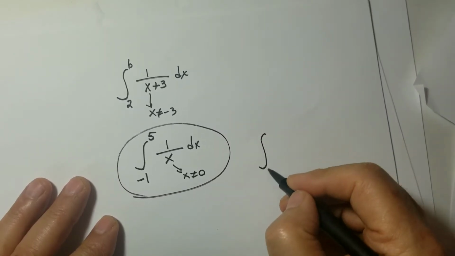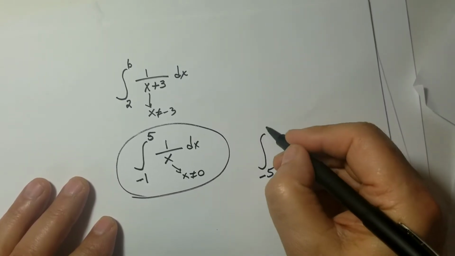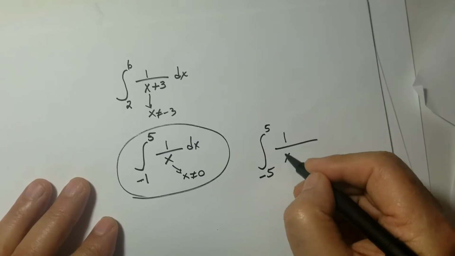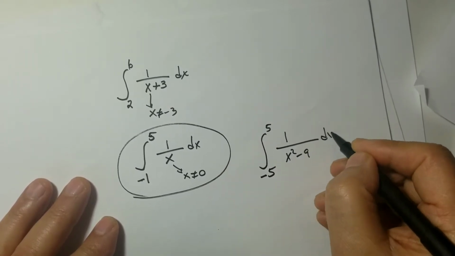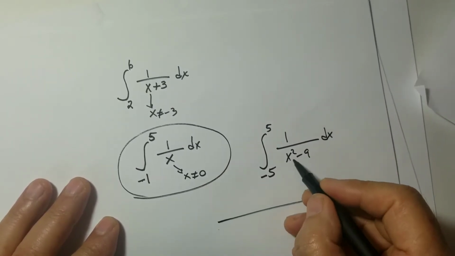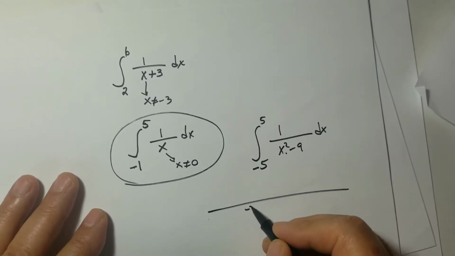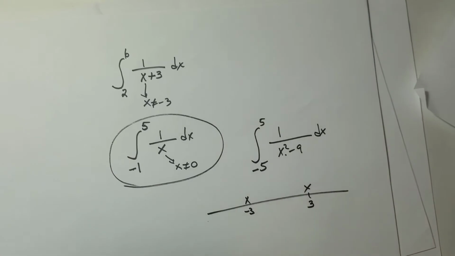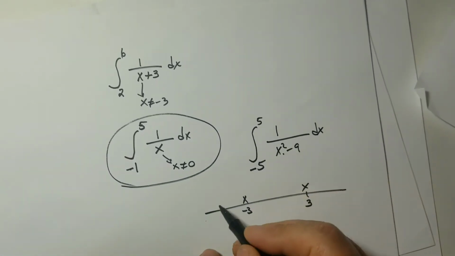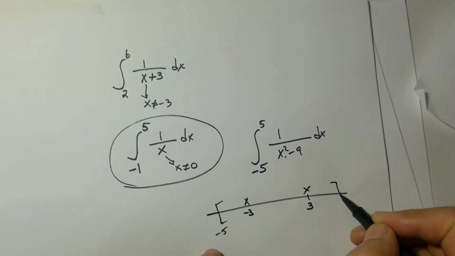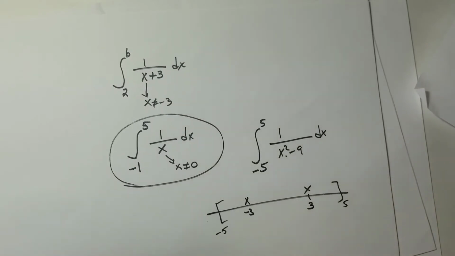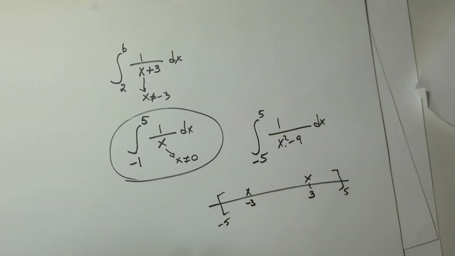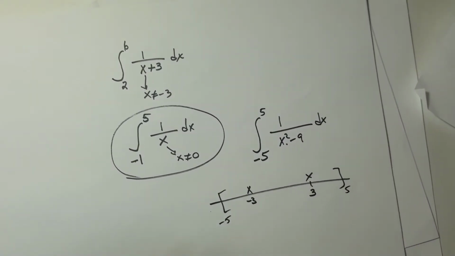But also, I have the integral from negative 5 to 5 of 1 over x squared minus 9 dx. Two numbers cannot make the bottom 0: negative 3 and 3. And both numbers are between negative 5 and 5. Therefore, that is also improper. And somebody said, how do you solve these?